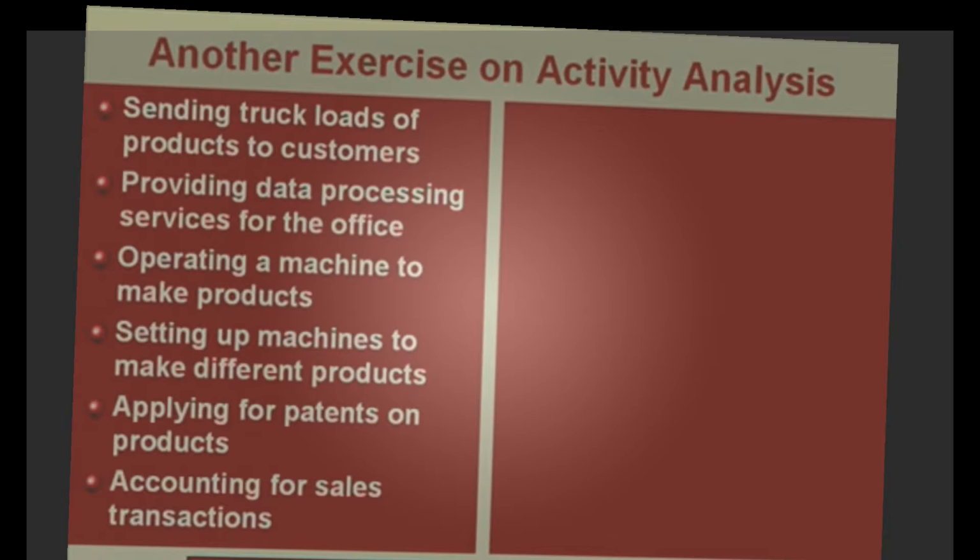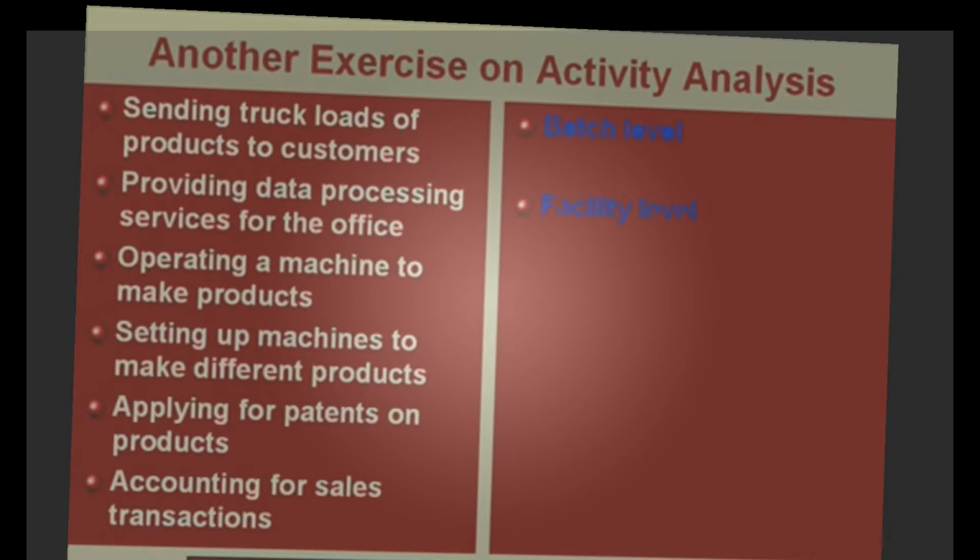Are you done? Here are the answers. The first one, truckloads of products to customers. You could make a case it's batch level because they send it in batches. The second one, providing data processing services for the office. You can make a case for facility level.